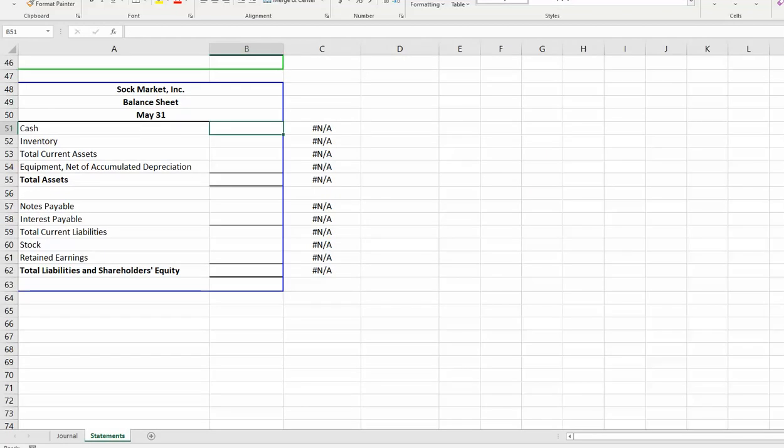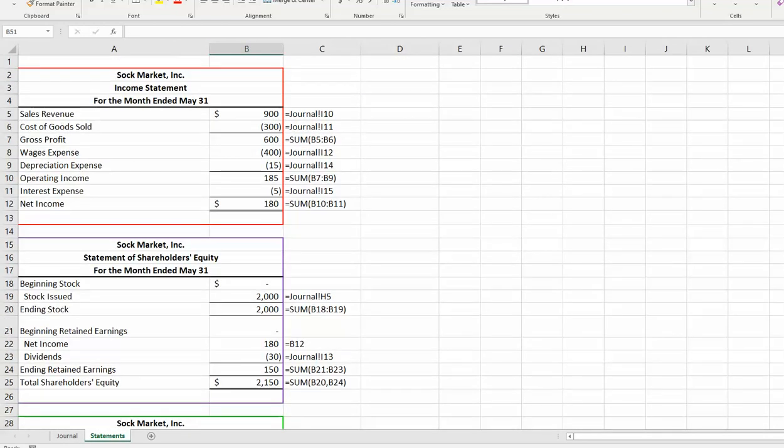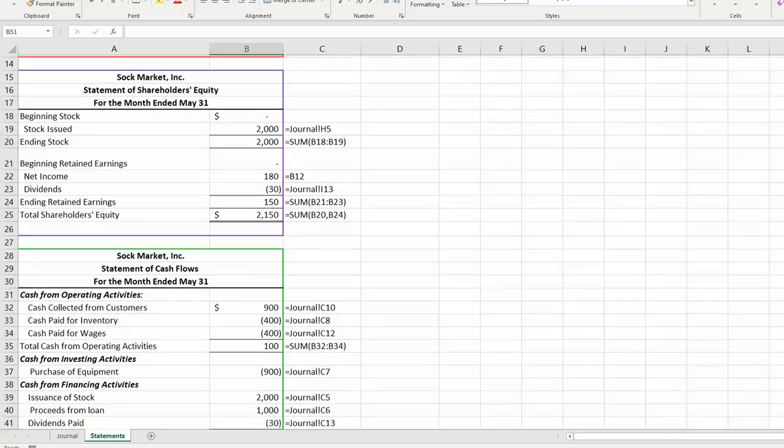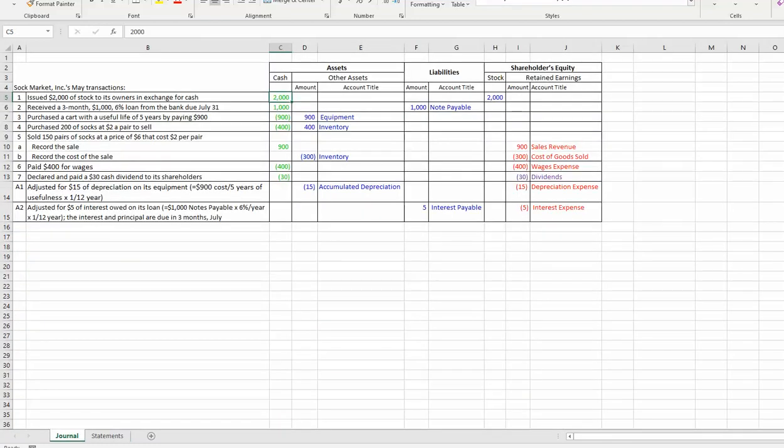After recording all transactions and adjusting entries at the end of the accounting period, we prepared the income statement, the statement of shareholders' equity, and the statement of cash flows. To recap, the income statement always comes from the retained earnings or shareholders' equity column. It's your revenues minus your expenses. The statement of shareholders' equity summarizes all that went on in the shareholders' equity column here.